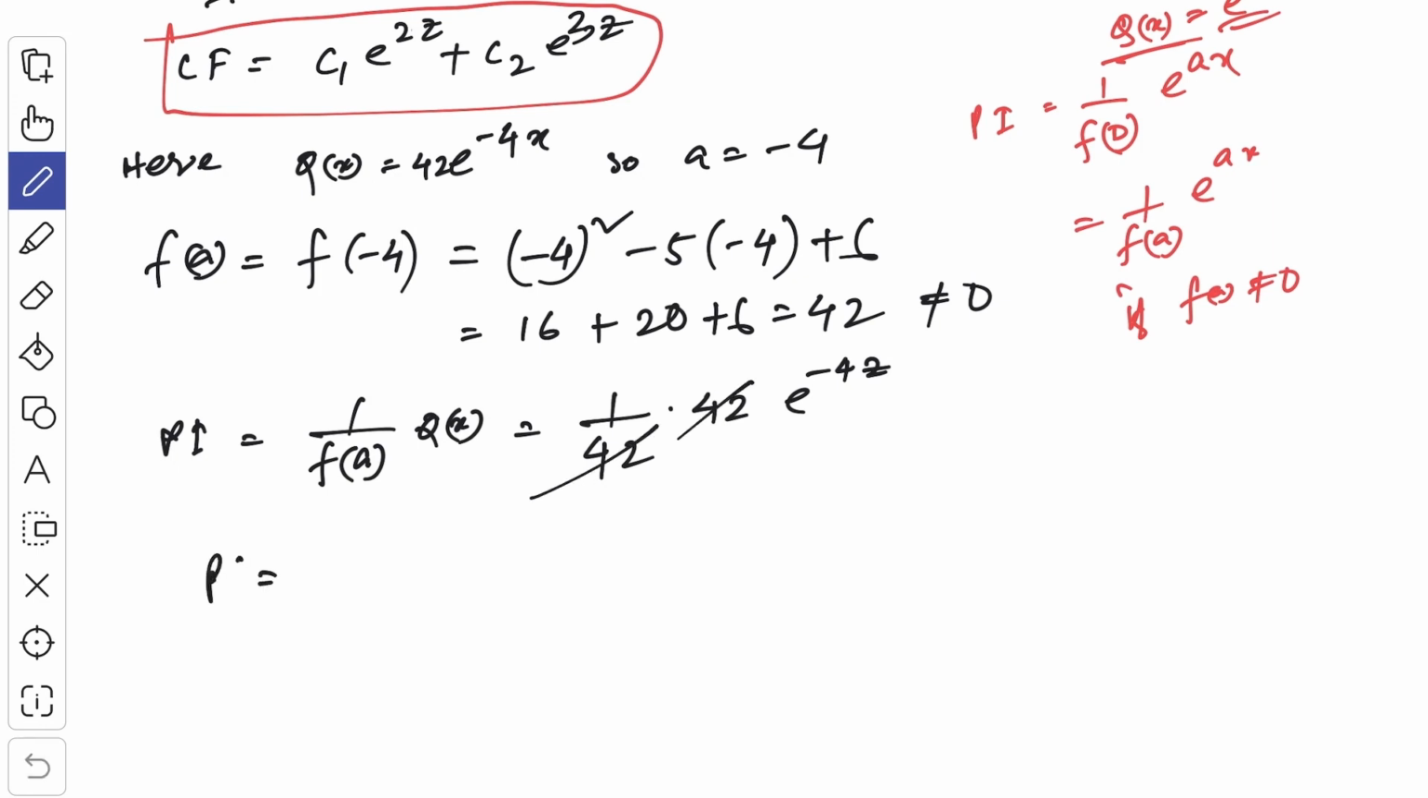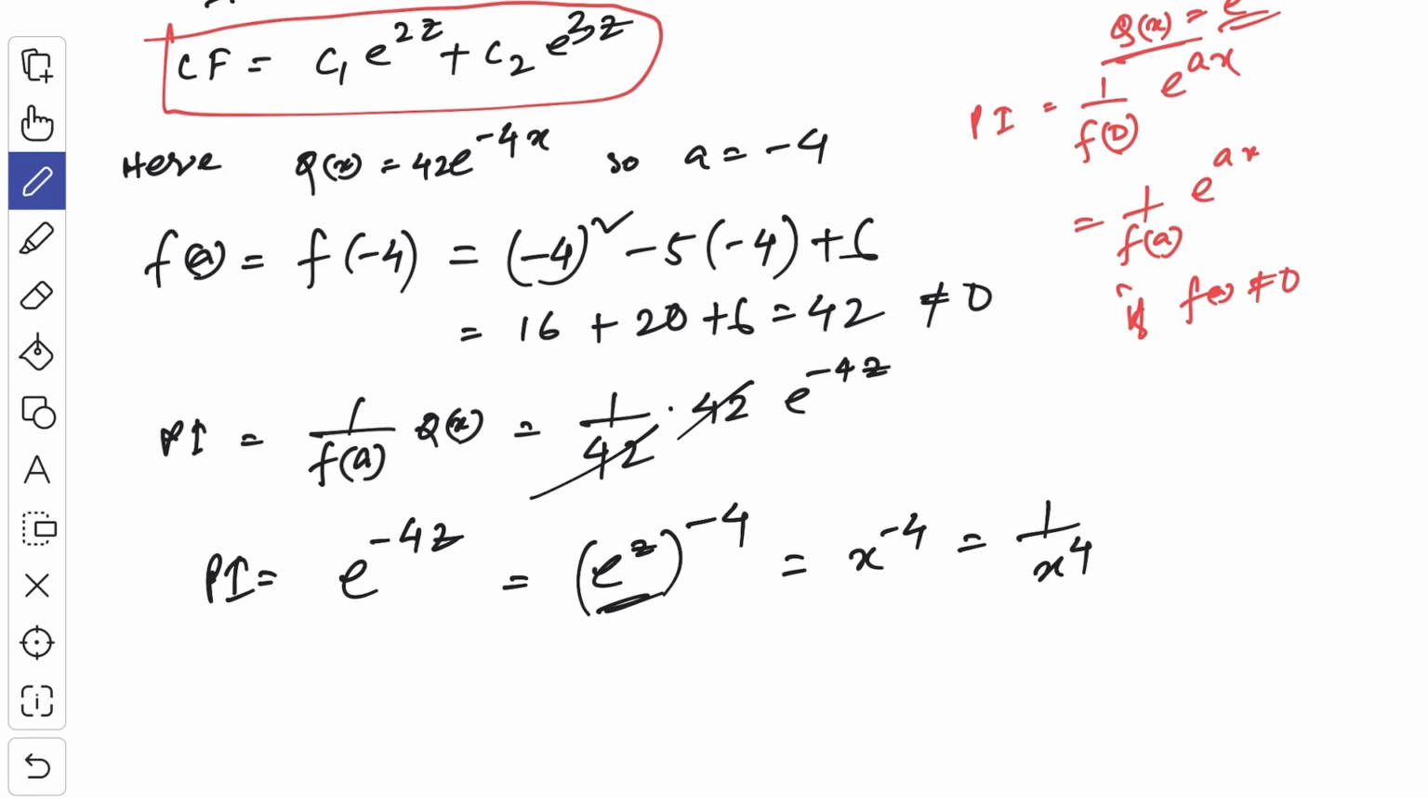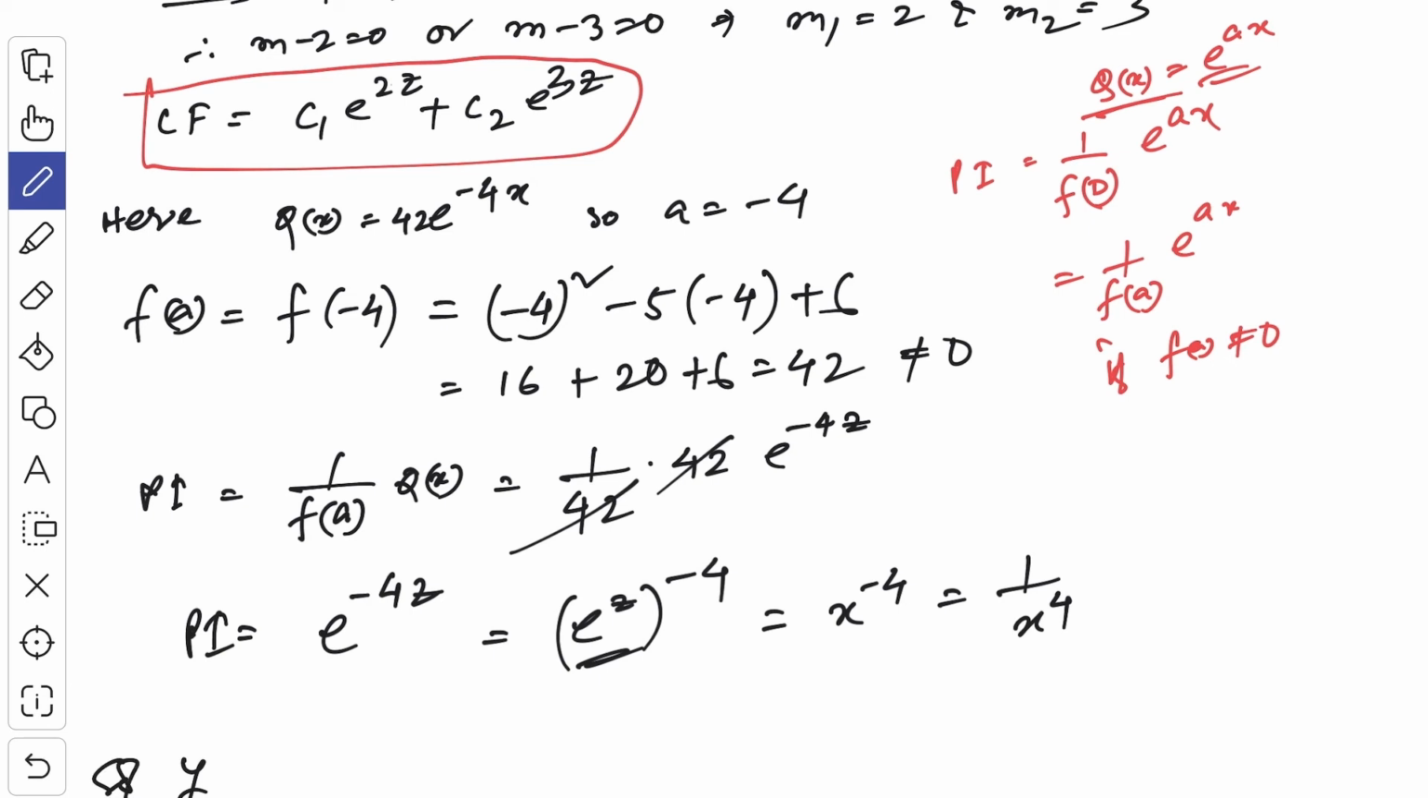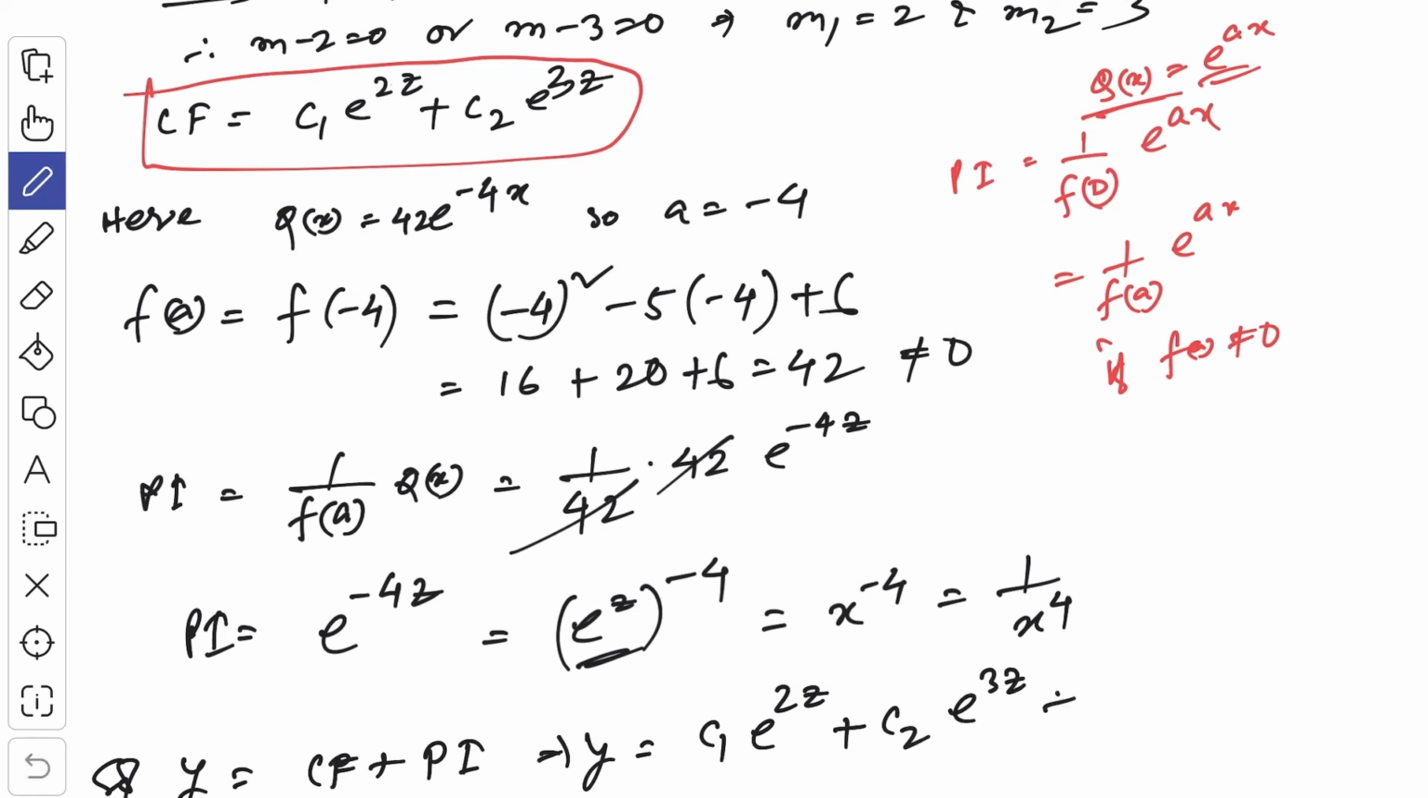So our PI is e to the power minus 4z, which can be written as e to the power z whole to the power minus 4, and e to the power z is nothing but x, so x to the power minus 4 means 1 by x to the power 4. Our solution is y equals CF plus PI. Here we have got the CF, so y equals C1 e to the power 2z plus C2 e to the power 3z plus the PI, which is 1 by x to the power 4.